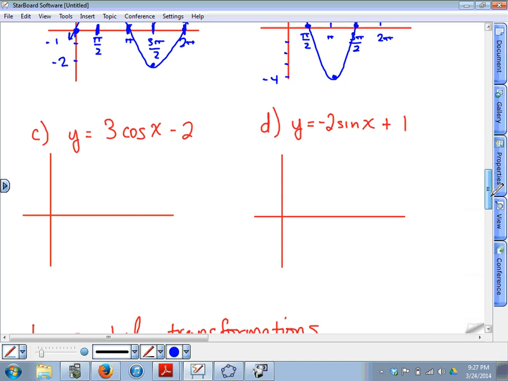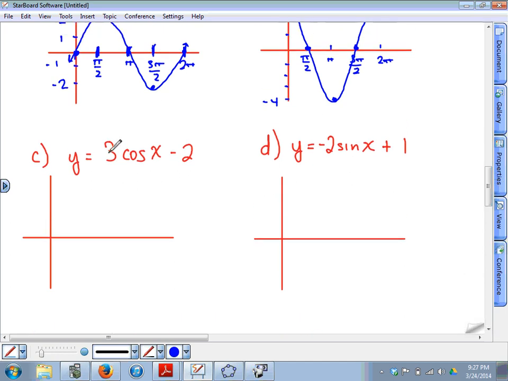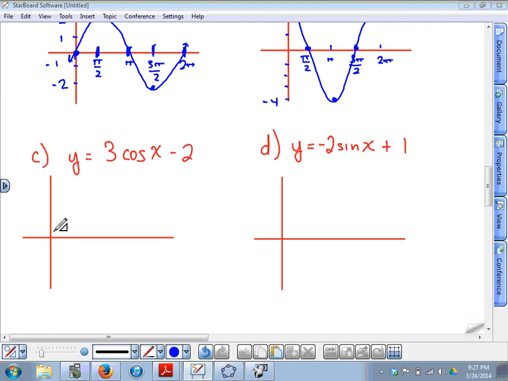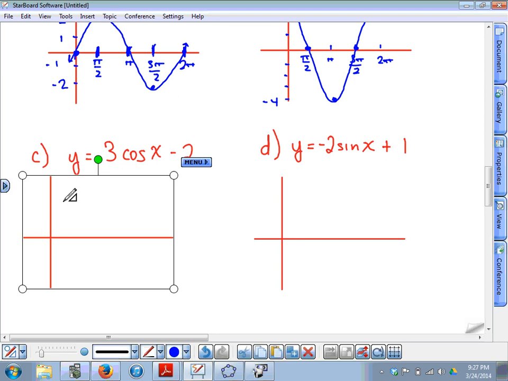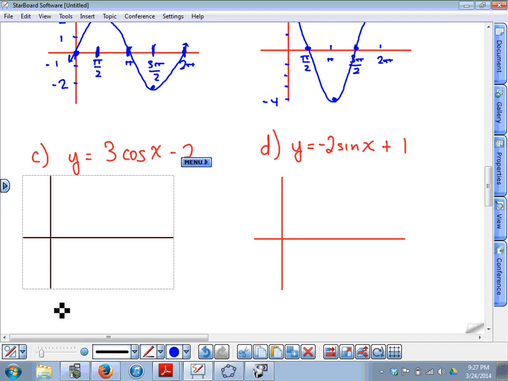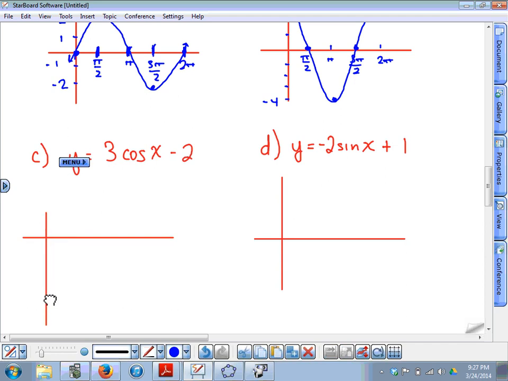Now, part C and part D have not only an amplitude change right here, but also a static vertical change. It's going to move the graph, in this case, down 2 units. So keeping that in mind, here's what I would suggest. Let me change this axis a little bit.